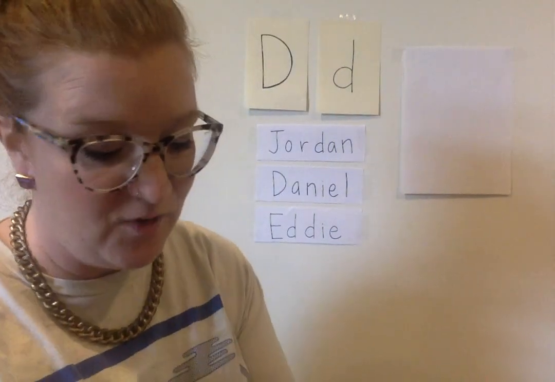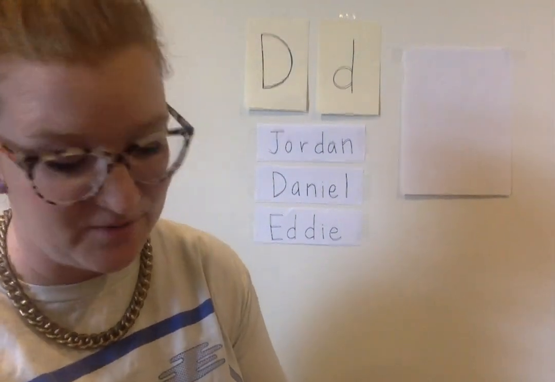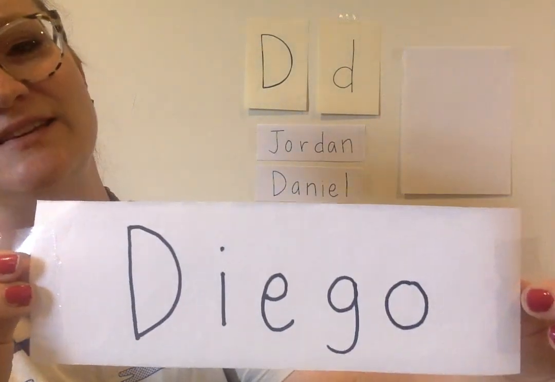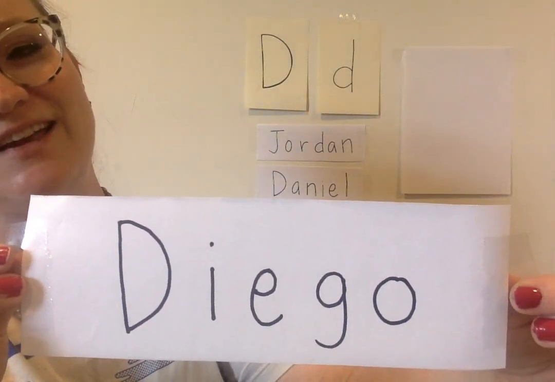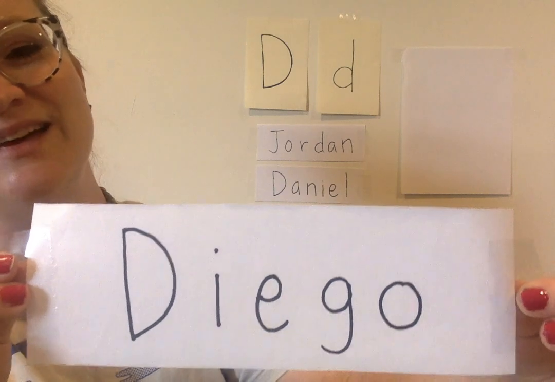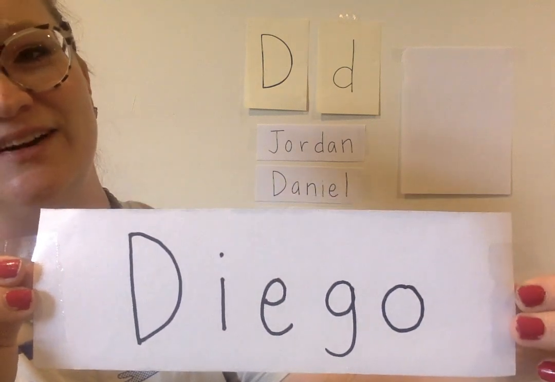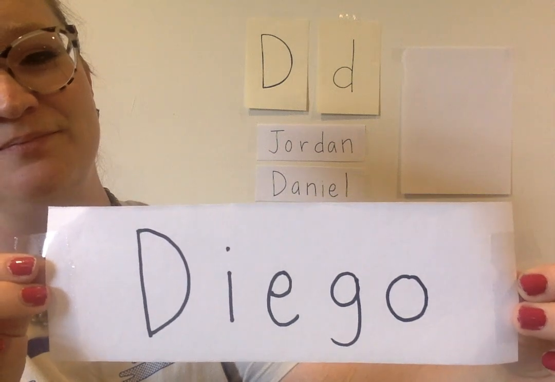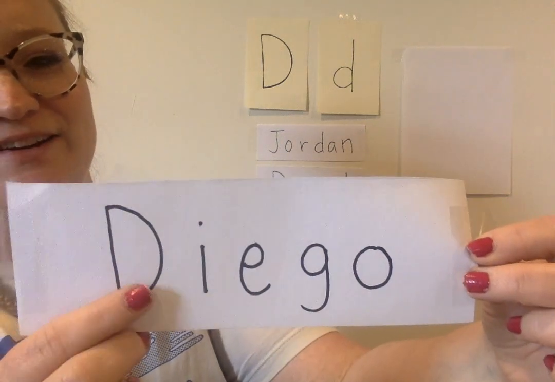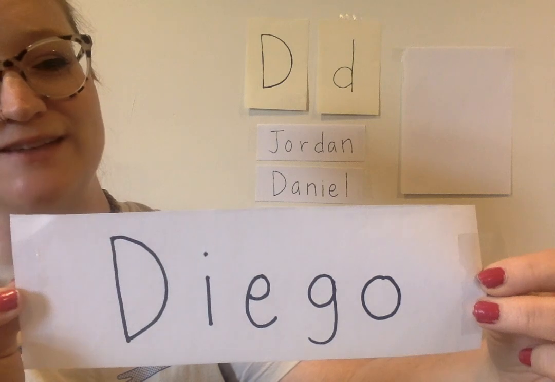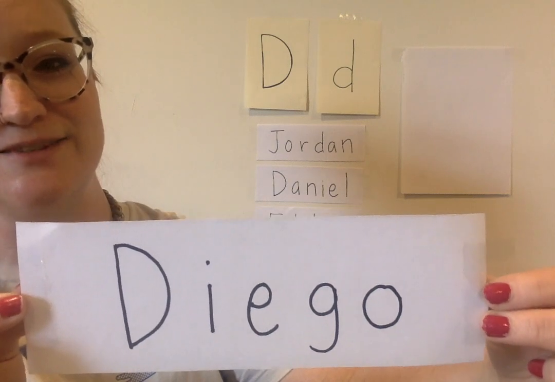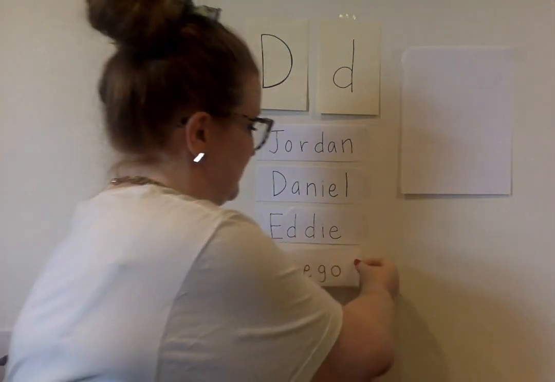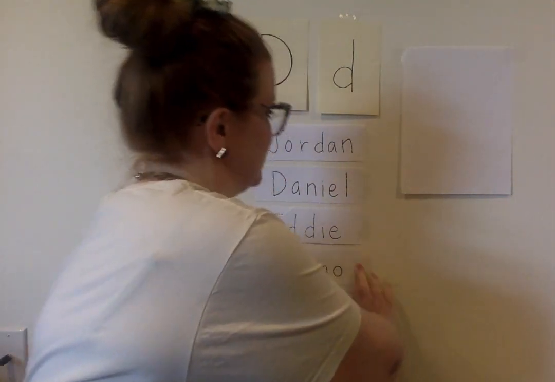And then we have one last name that we're going to look at. Does anybody know whose name this is? That's right, it's Diego. Diego is also a unicorn. Can you find the D in Diego's name? Yep, it's right here. He has an uppercase D in his name. His name begins with letter D. So I'm going to add him to our other names.